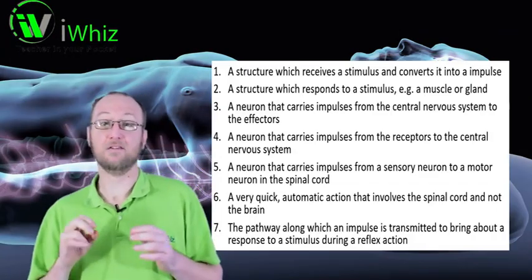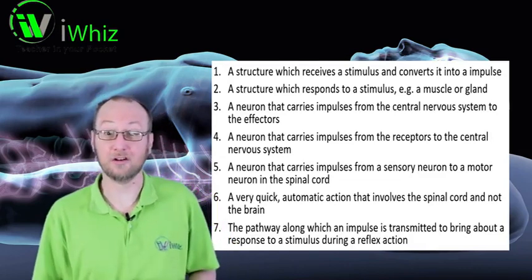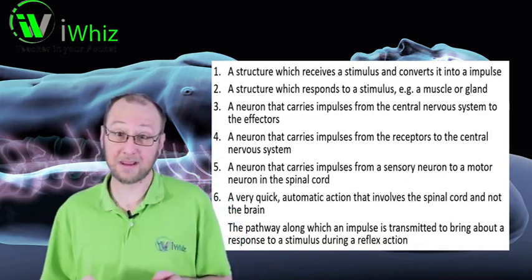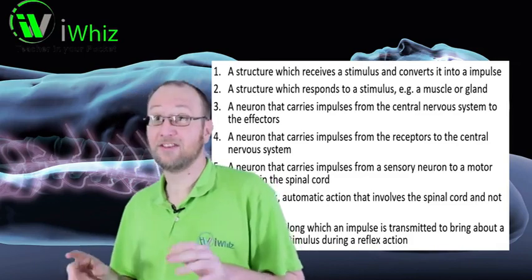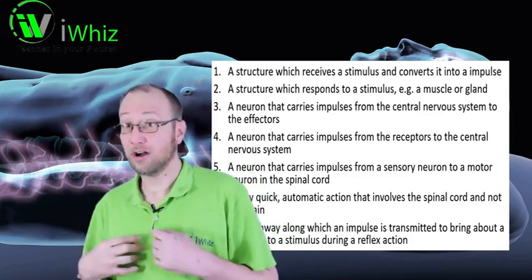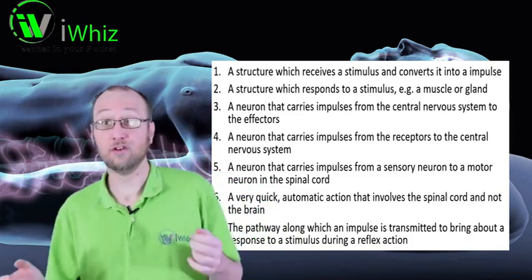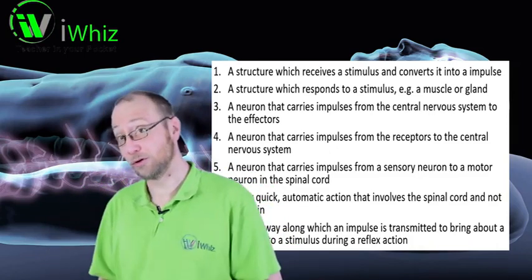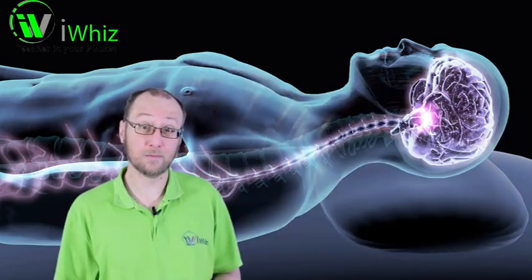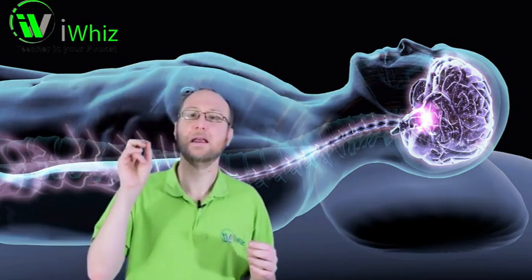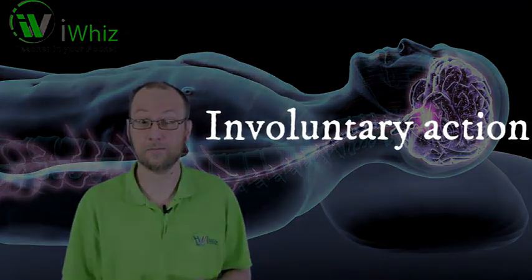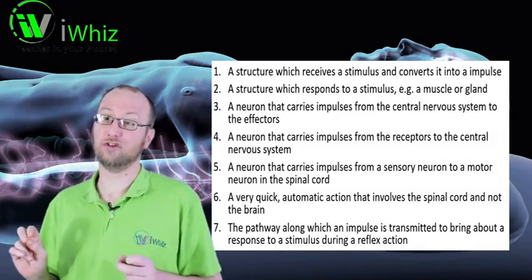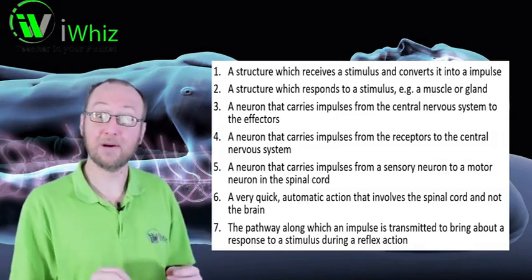Number 6, a very quick automatic action that involves the spinal cord and not the brain. Okay, so remember we said that some actions, such as your heartbeat and other things, don't send impulses all the way to the brain. They get processed in the spinal cord. And what do we call these kind of actions? Okay, those would be an involuntary action.